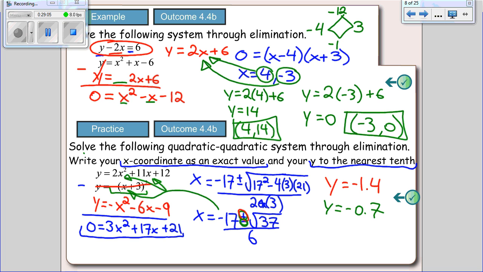You always want to write these as points, right? So your two answers you should write as points, and there they are, written as points. Remember, answers are always written as points.